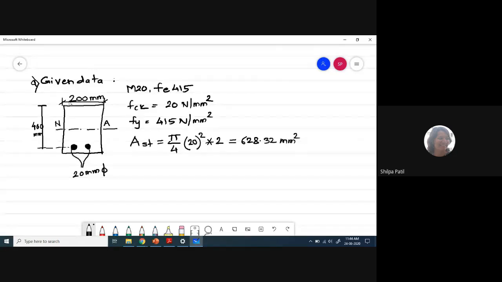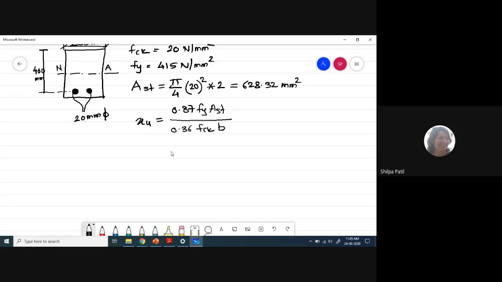out the XU value. So tell me the formula of XU for an under reinforced or even over reinforced section. In general, the formula of XU is 0.87 FY AST divided by 0.36 FCK into B. So simply put all the values now in this formula and calculate XU.